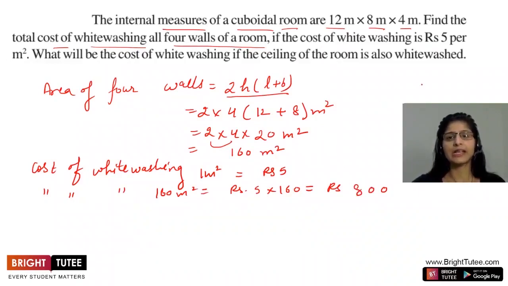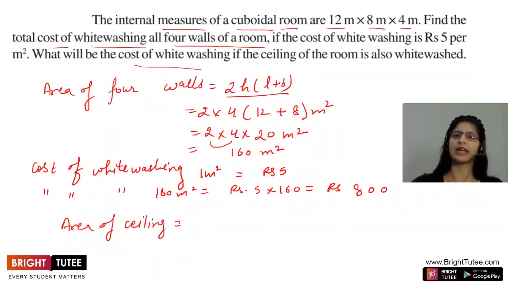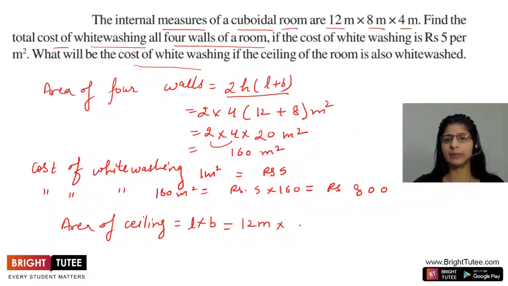Now they are saying, what will be the cost of whitewashing if the ceiling of the room is also whitewashed? Now if the ceiling is whitewashed, what will be the area of the ceiling? The ceiling will have length and breadth, right? So it will be length into breadth. The length is 12 meter and the breadth is 8 meter, that is 96 square meter.